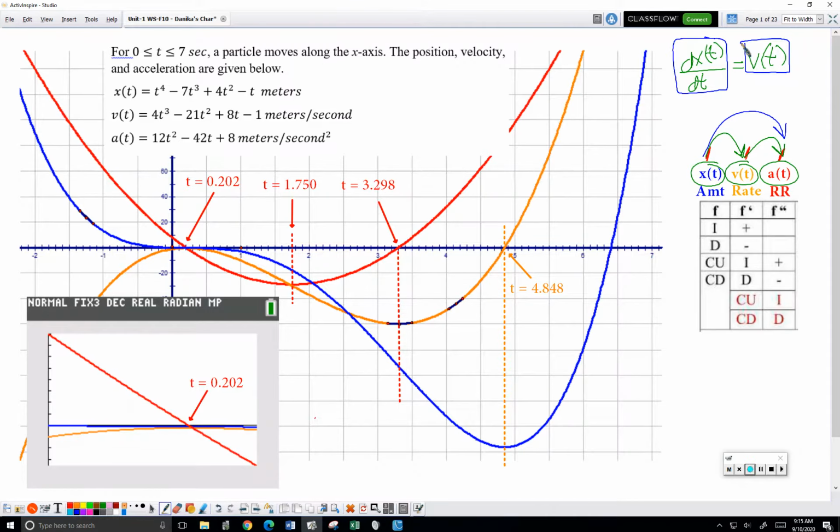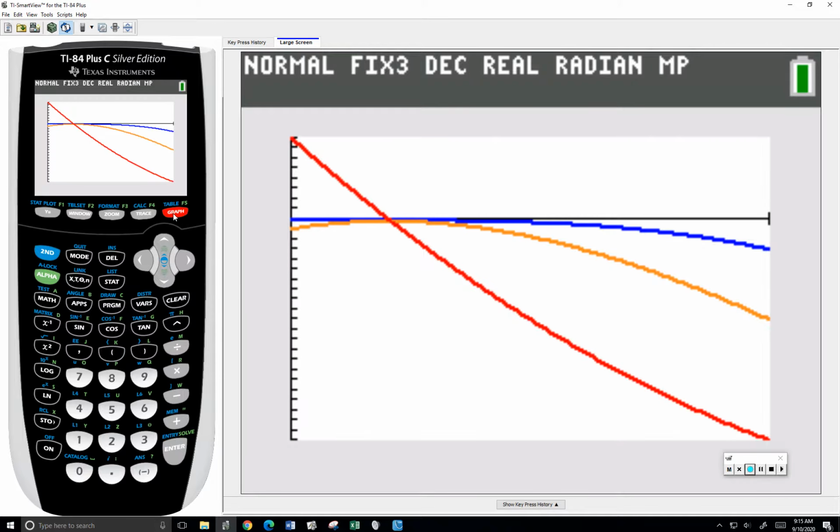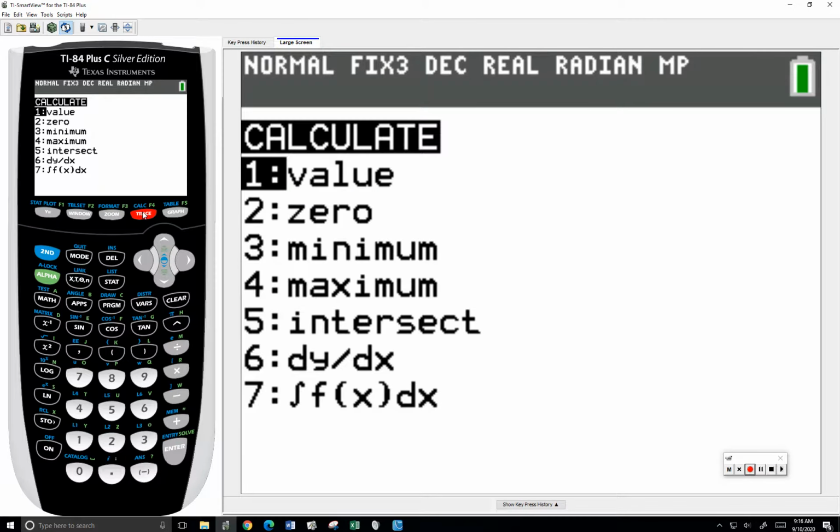For example, these are the graphs, and I want to find where this red graph, acceleration, is crossing the x-axis. That's called finding the zero of that function. So the way I do that is I go second. You should have done this in some previous class, but in case you've forgotten: second, trace. Then you simply choose 0 right here. So 2.